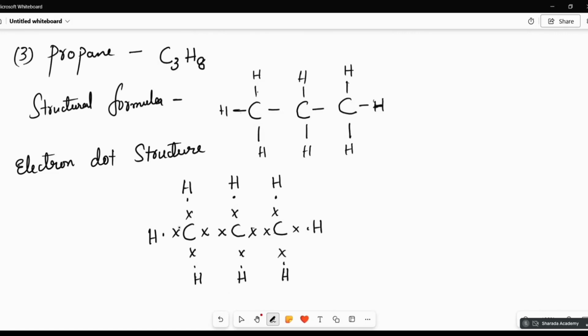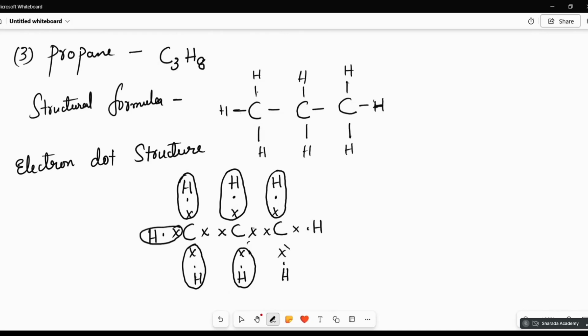For each hydrogen, we have two electrons.